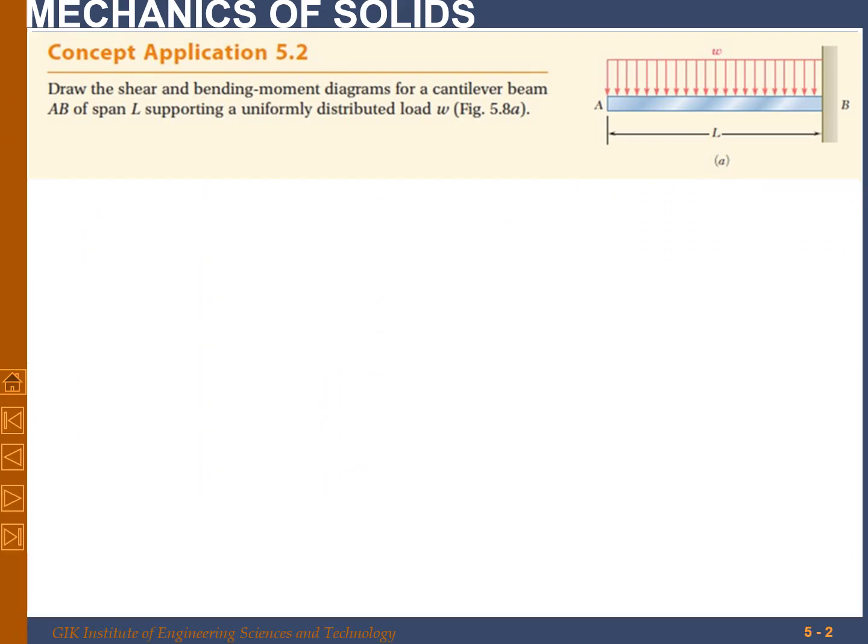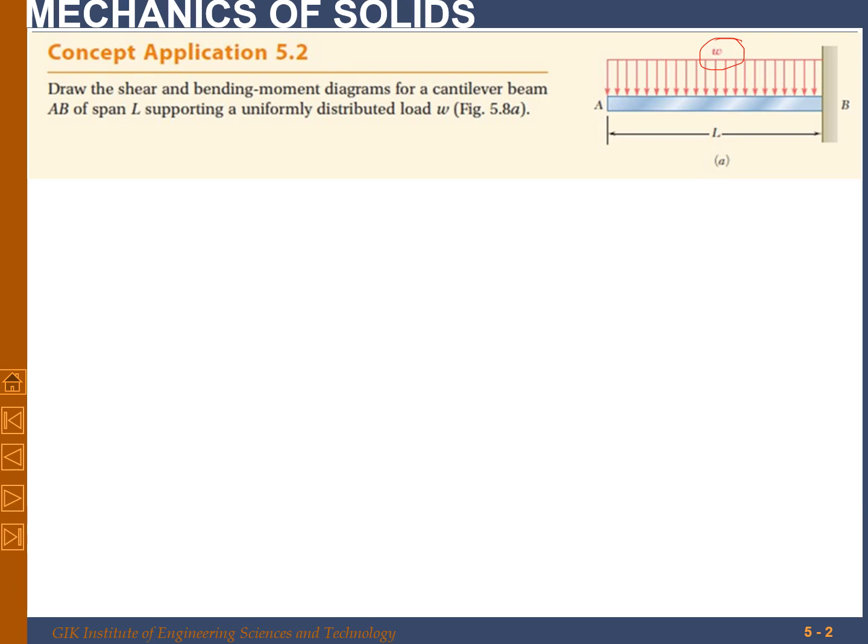In this problem, we have a cantilever beam with a distributed load as shown over here. A distributed load of W is applied on the cantilever beam, fixed at B. The span of this cantilever beam AB is L, and the distributed load runs from A to B. The whole beam is under distributed load.